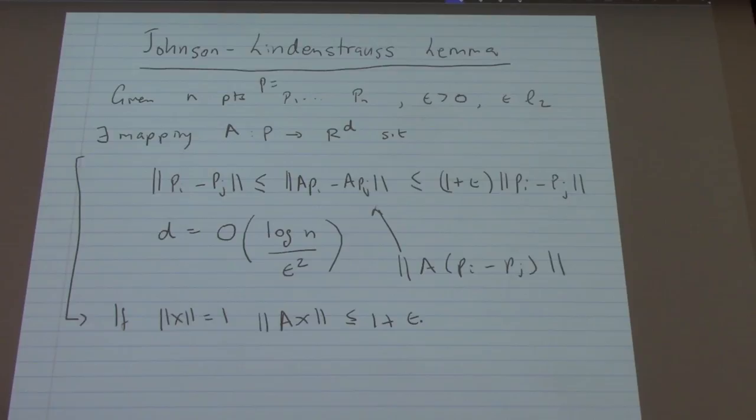And of course the question, apart from how to prove this, is, well, what does this transformation look like? And that's the coolest part of the whole thing. This transformation is incredibly simple. There are many, many ways of doing this, but let me give you one example. So what does A look like?